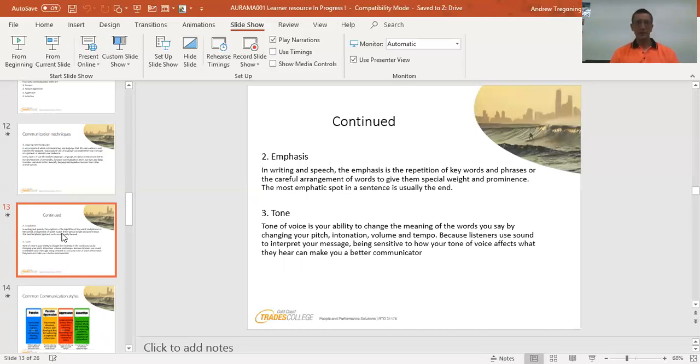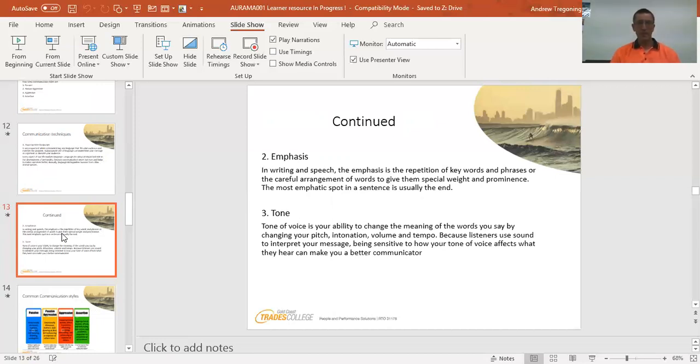Tone as well. The tone of your voice is your ability to change the meaning of the words you say by changing your pitch, intonation, volume, and tempo. If I just spoke in a monotone voice, one pitch, one tempo for the whole of this tutorial here, it'd get pretty boring. I'd like to think that with a change of pitch and volume and tempo, listeners are going to be more attentive and actually receive more of my communication.